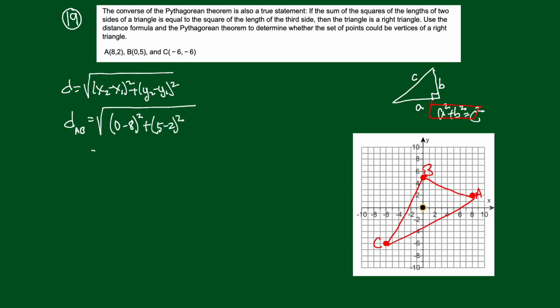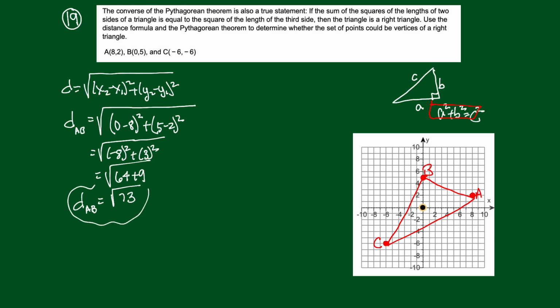All right, so this is going to give us the square root of, what do we get here? Negative 8 squared plus 3 squared. This is going to be the square root of 64 plus 9. That's the square root of 73. So that's the distance between A and B. I'll circle it so I can find it later.